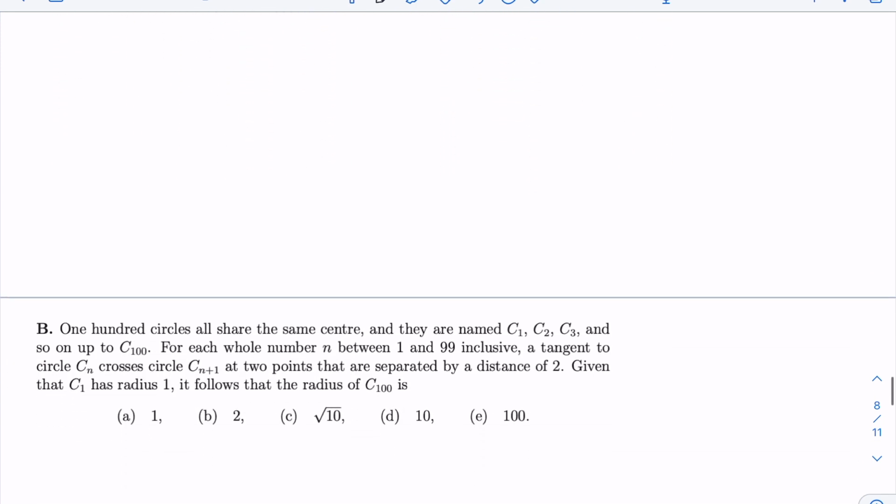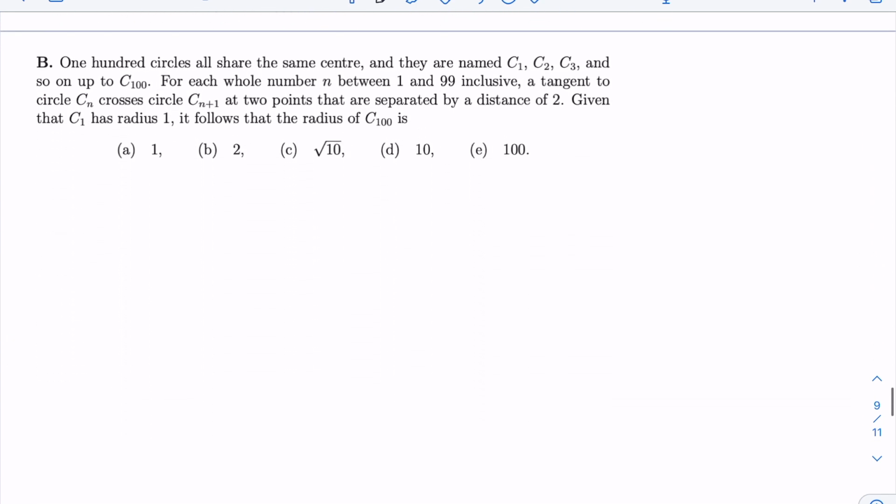Okay, question number 2. Here it says 100 circles share the same center and they're named with this. And for the adjacent circles n and n plus 1, if you have a tangent line, you're going to meet at 2 points separated by a distance of 2.